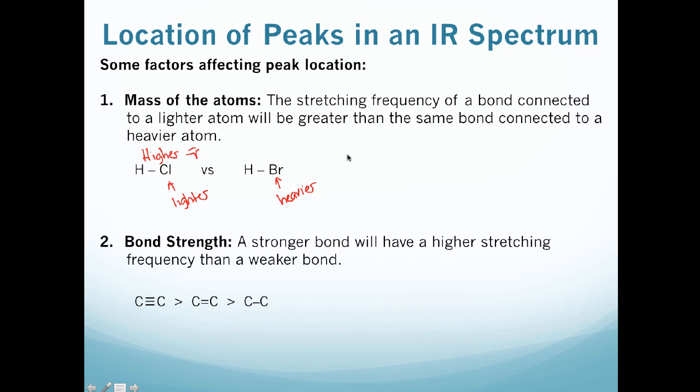Now the way I like to think about this, which helps more as a mnemonic than anything else, is if we compare HCl and HBr, again thinking of this bond as a spring. Chlorine is a lighter atom, so if this bond is a spring, the weight of the chlorine is only going to stretch this spring so much. But now if we compare that to the bromine, which is heavier, it's going to stretch that spring a little bit further.